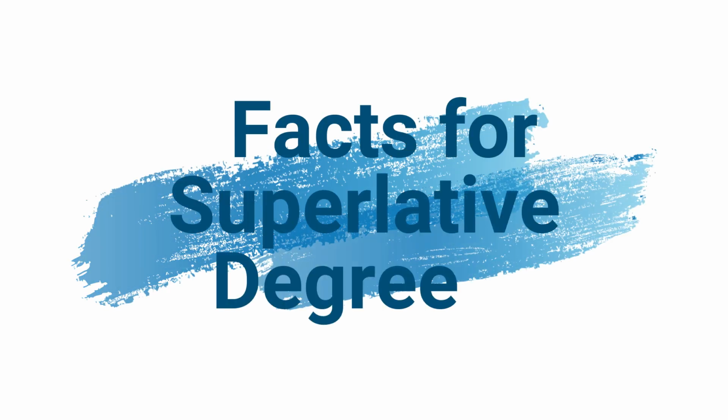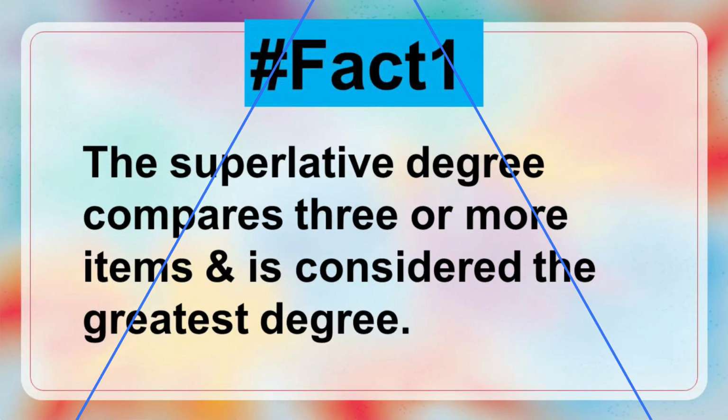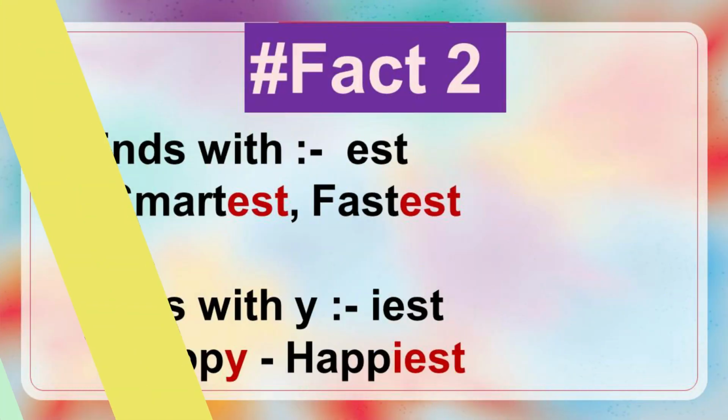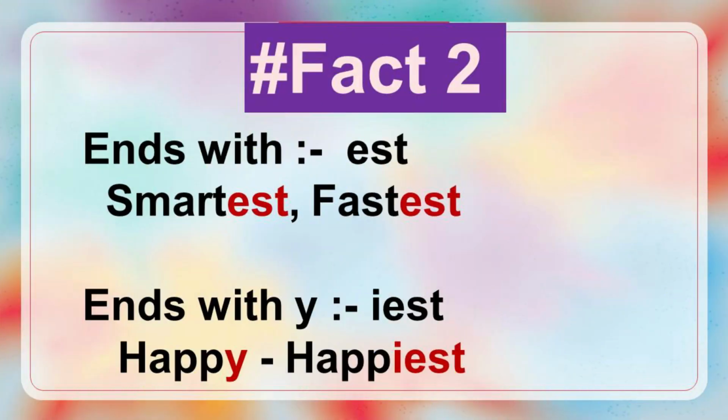Now, let's discuss some of the facts for superlative degree. Fact 1. The superlative degree compares three or more items and is considered the greatest degree. Fact 2. Most superlatives end with est like smartest, fastest. Unless the adjective ends with y, in which case you would end with iest, like happy. So here happy ends with y, so y will be substituted with iest, which makes the word happiest.